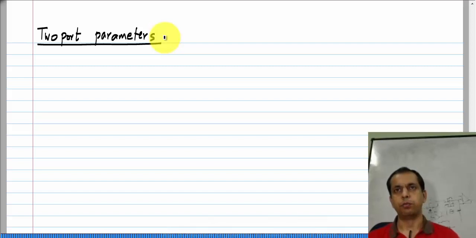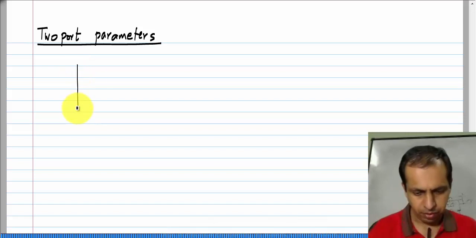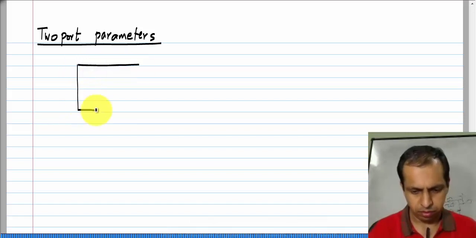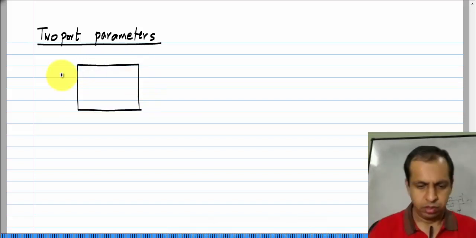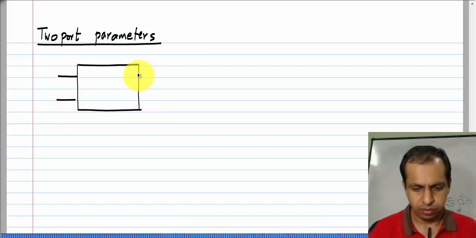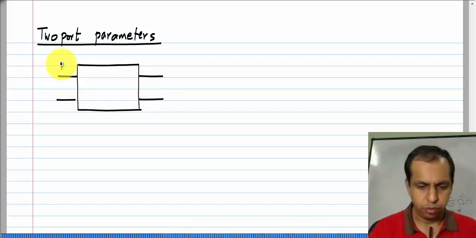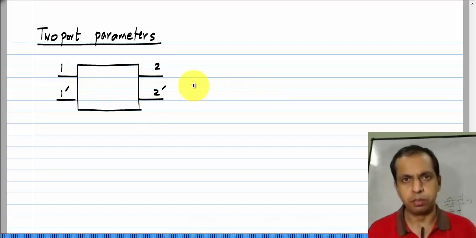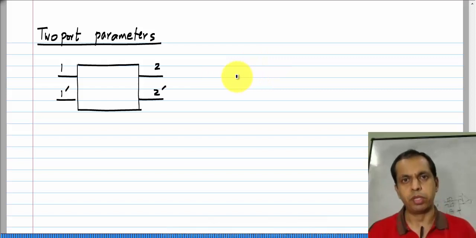Now, we will discuss 2 port parameters. What are 2 ports? They are circuits with 2 pairs of terminals, 1 prime and 2 primes, provided for you to apply voltages or currents. A port is basically where you can apply a voltage or a current.